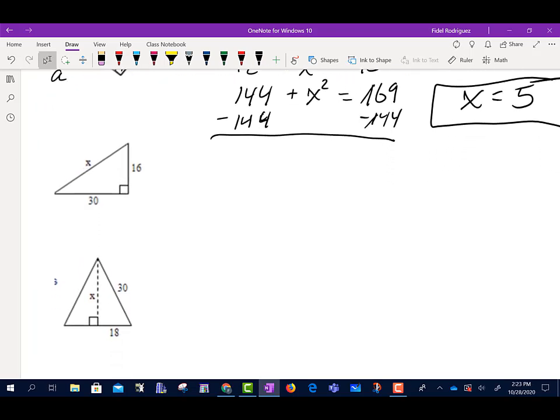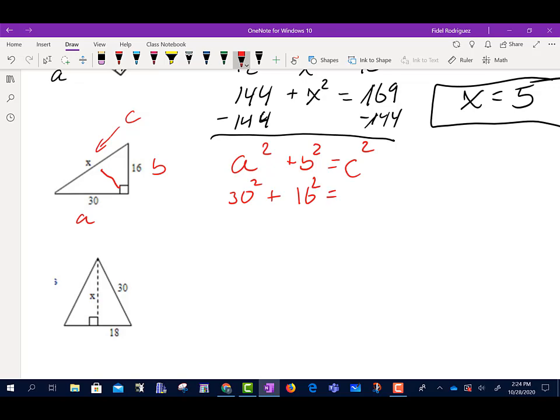Alrighty. Let's try the next one here. First thing I'm going to do is write down my formula. The reason why I'm writing it down is that the more I write it down, the easier it's going to be for me to remember how to apply the formula. So let's take a look here. Remember, the important part is which one we call our C. This one here is going to be our C. So let's call this one A and this one B. So we're going to say 30 squared plus 16 squared is equal to x squared.